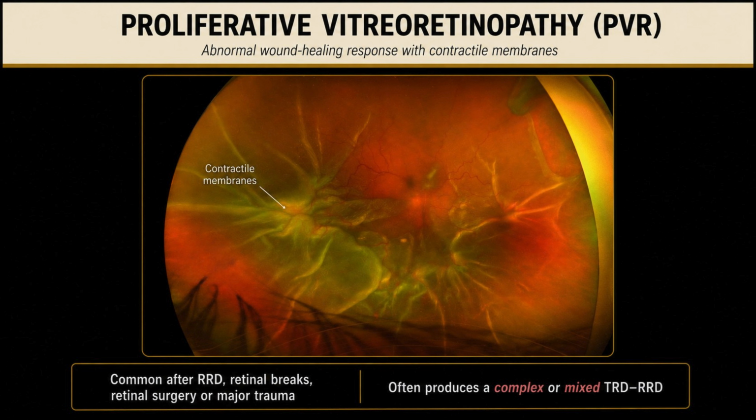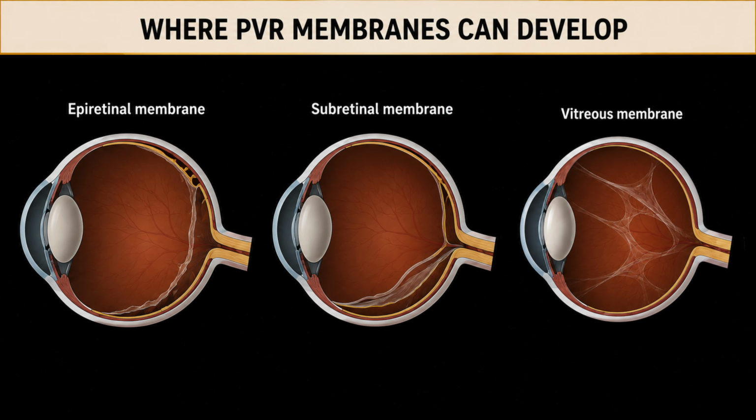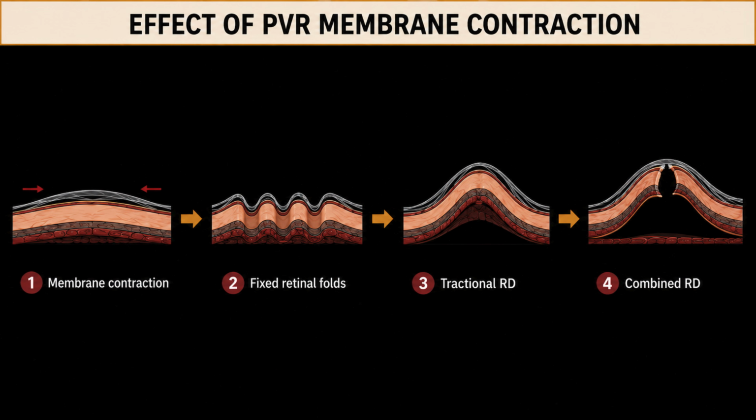PVR should not be treated as identical to the fibrovascular proliferation that we saw in diabetic retinopathy and the above mentioned causes. In PVR, the contractile membranes develop as a part of the abnormal wound healing response, commonly after rhegmatogenous retinal detachment, retinal breaks, previous retinal surgery, or significant ocular trauma. These membranes may develop on the retinal surface, beneath the retina, or within the vitreous, and their contraction can produce fixed retinal folds, shortening of the retina, and a substantial tractional component.